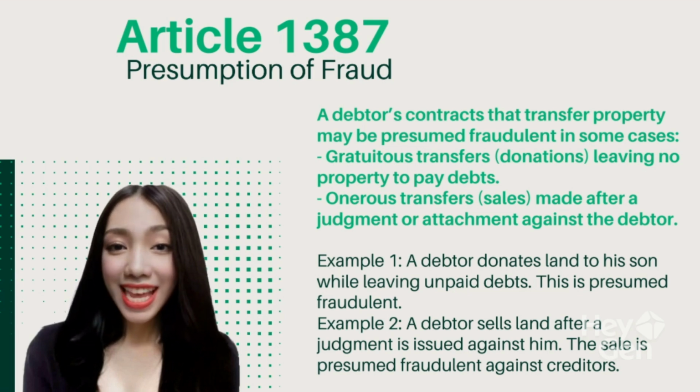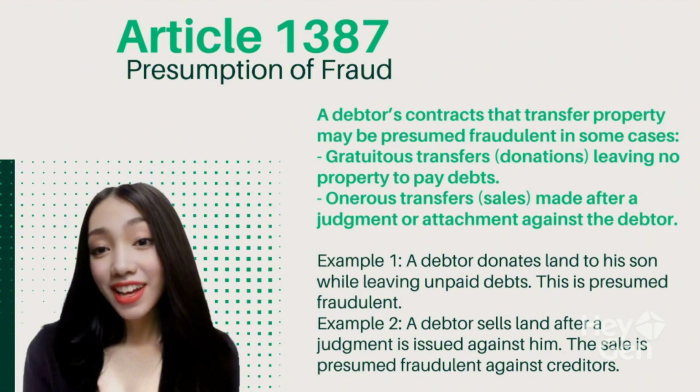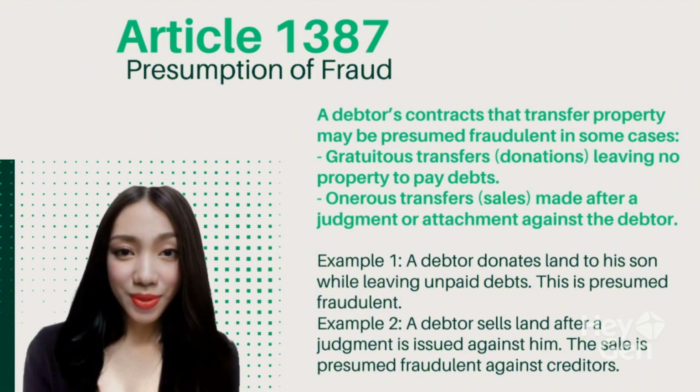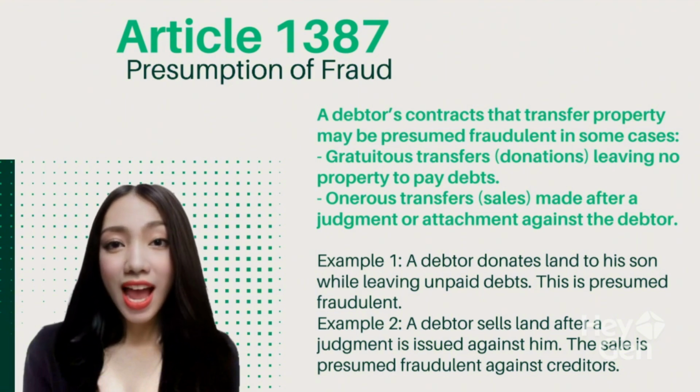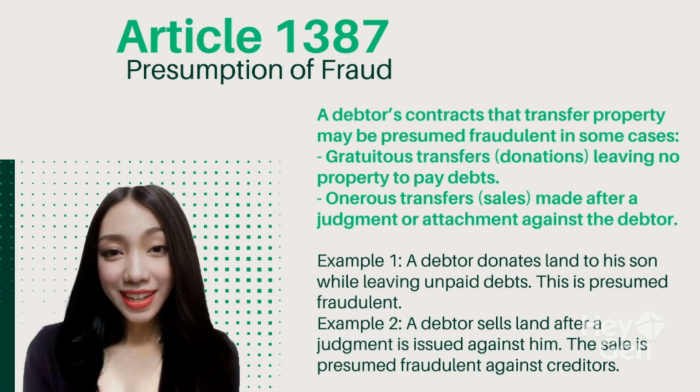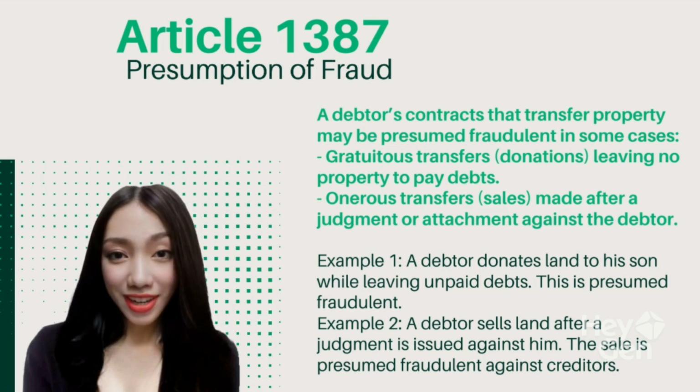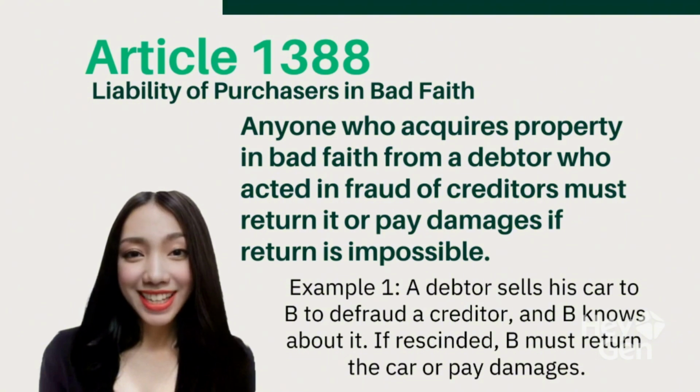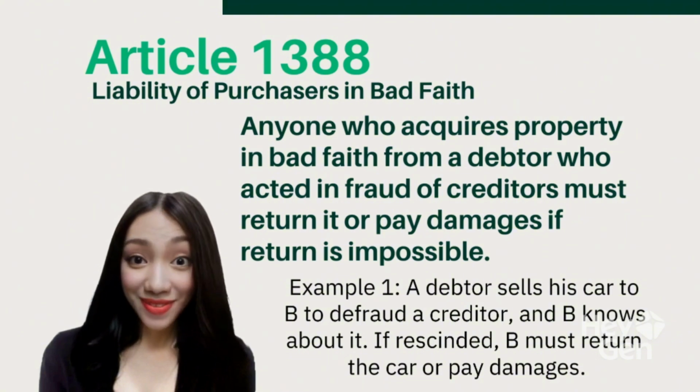Example 1. A debtor donates land to his son while leaving unpaid debts. This is presumed fraudulent. Example 2. A debtor sells land after a judgment is issued against him. The sale is presumed fraudulent against creditors. Article 1388. Liability of purchasers in bad faith.